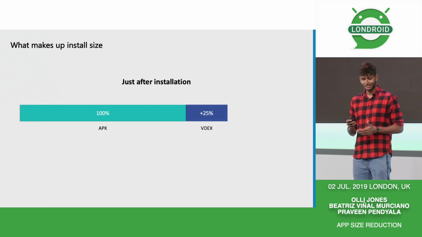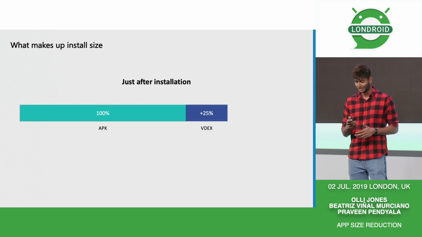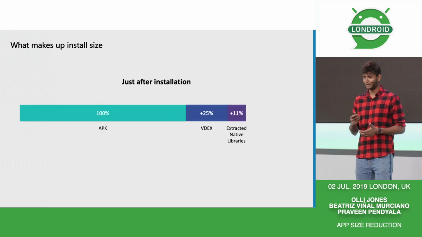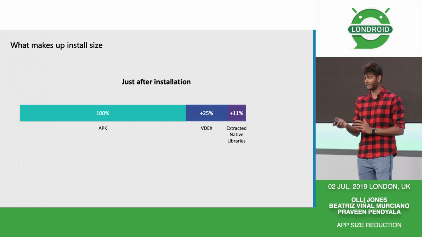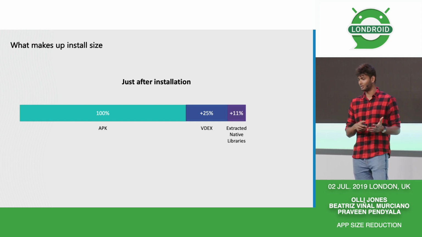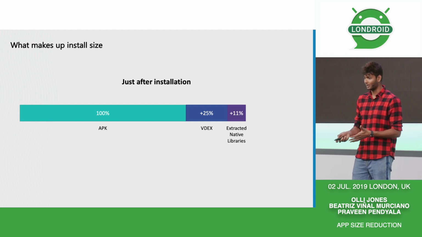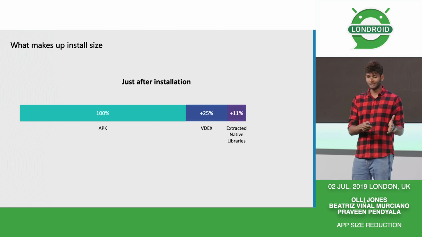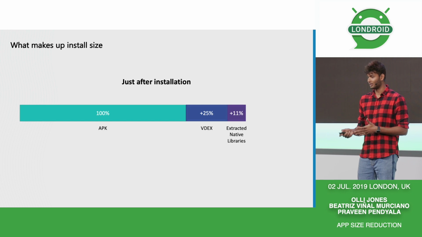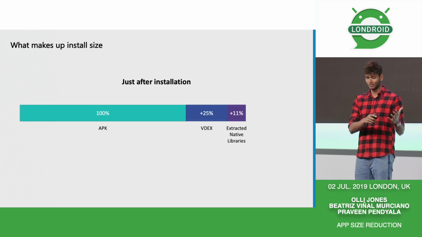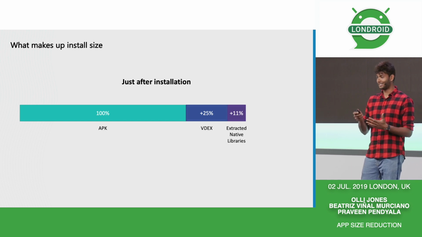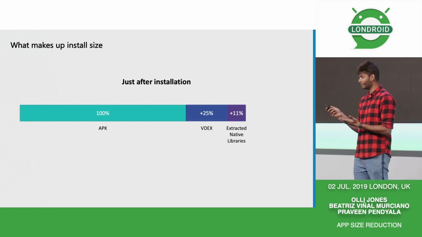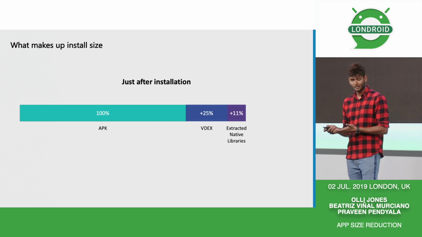That's not everything. You also have extracted native libraries. If you use native libraries in your app, either directly or through some third-party libraries that you use, and if you choose to extract them, which is the default behavior on Android, they would also be extracted and counted as part of your install size. So when you look at the app size, it always looks much bigger than the APK size itself. This is just part of the story. This is just at the beginning when the user installs the app.